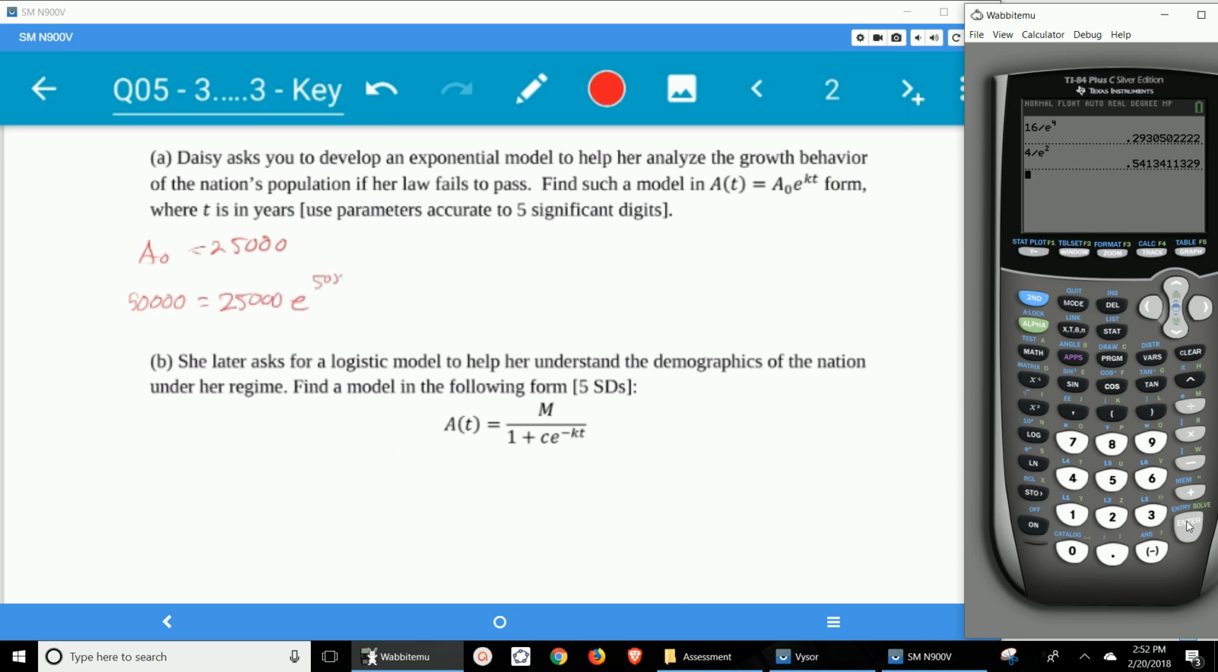So we make t equal to 50. So dividing, you get 2. Then you take the natural log to strip off the exponent, and so k is natural log of 2 over 50. So let's get that number roughly.